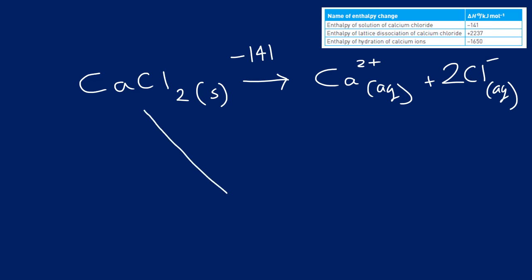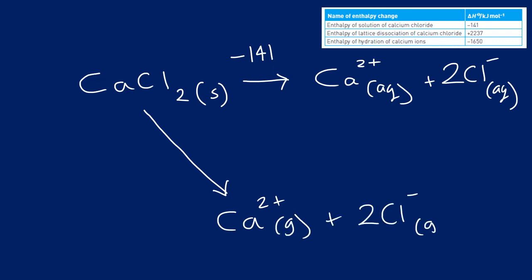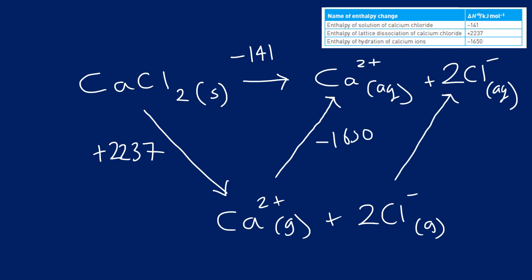I'm then going to dissociate my lattice into gaseous ions. Ca2+ gaseous plus 2Cl- gaseous. And that is plus 2237. I've also been given a value for the enthalpy of hydration of calcium, which is minus 1650. I don't have a value for this, and that's what I've been asked to calculate, is the hydration of chloride. Now I've got to be clever here, and I'm going to put 2x, because it's actually 2 times the hydration value, and x is going to be my hydration value.